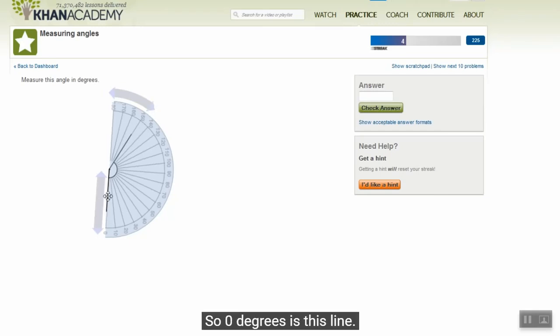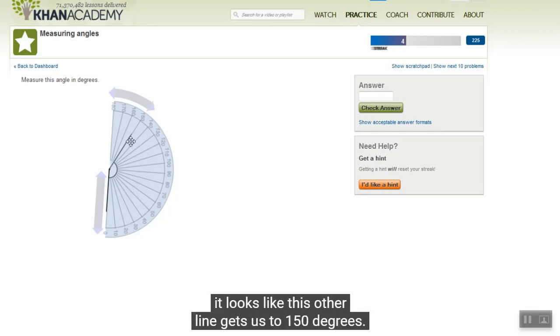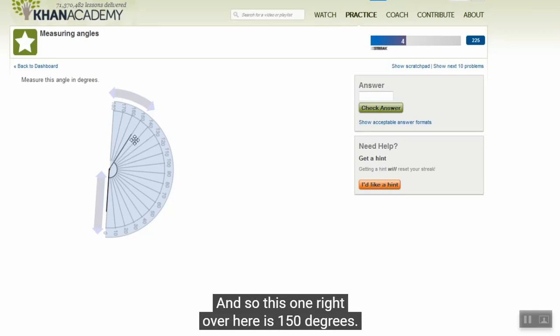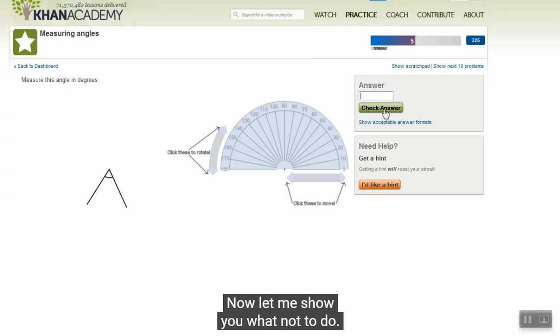So this is 0 degrees, this line, and then as we go further and further up, since this is on the side, it looks like this other line gets us to 150 degrees. And hopefully you're noticing that the higher the degrees, the more open this angle is. And so this one right over here is 150 degrees. So let's do that, 150. Let's do one more. Now let me show you what not to do.